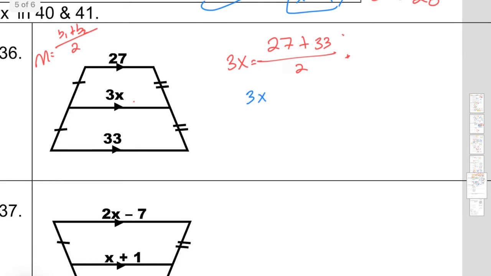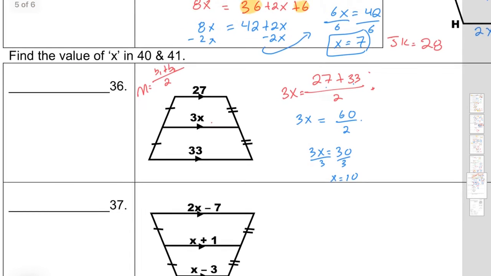So on top, I'm going to combine the 27 and the 33. So I have 3x equals, and I still have the 2 in the denominator because I have not touched it yet. And in the numerator I get 60. Here we can easily simplify 60 divided by 2, which gives me 30. And the last step is divide both sides by 3, and we get x to be 10.